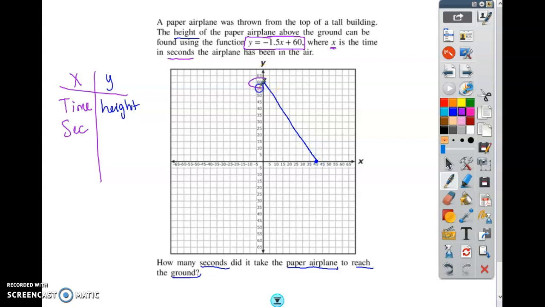Okay, so this 60 is my y-intercept. And you're going to need to know that for the rest of these problems, so pay attention. Y-intercept is on the y. It's also called the starting point.